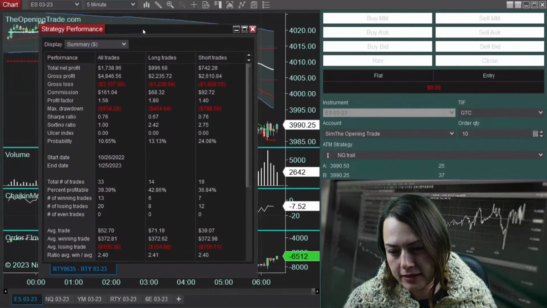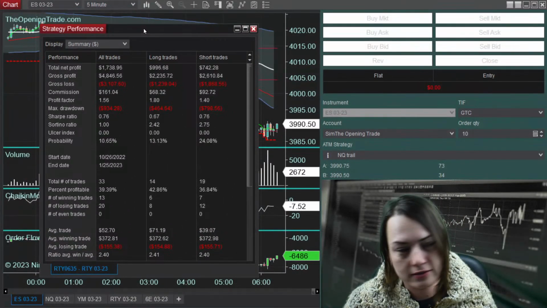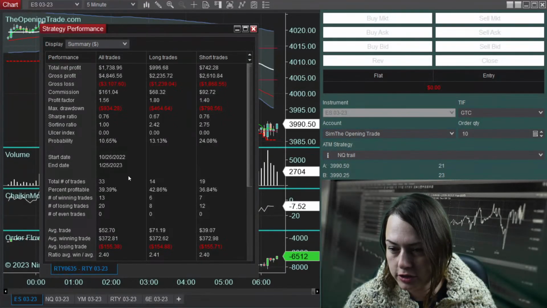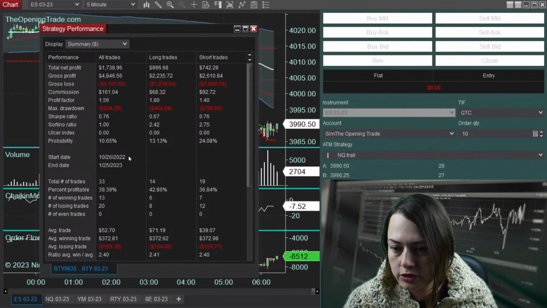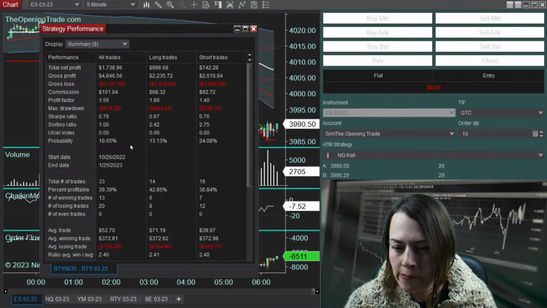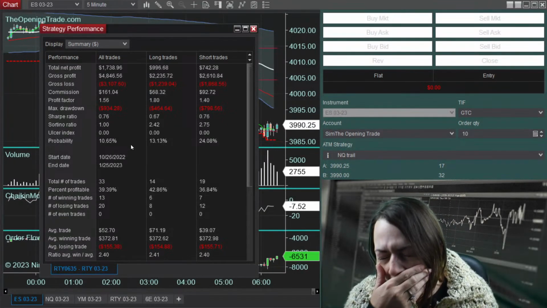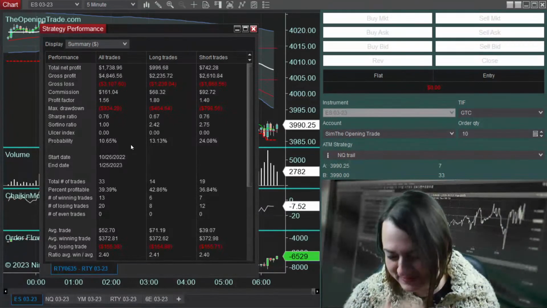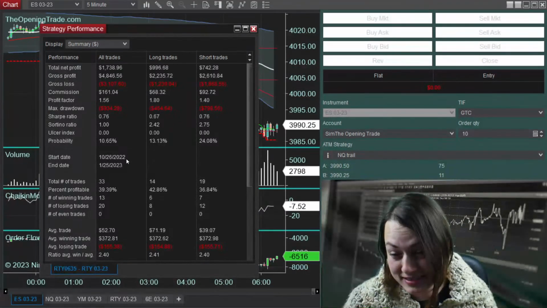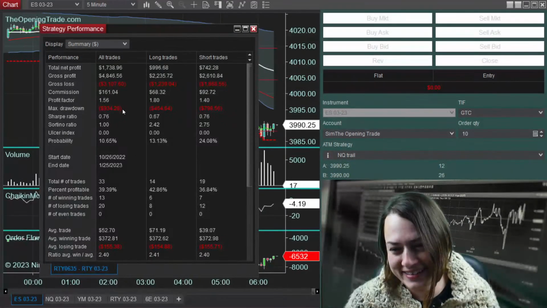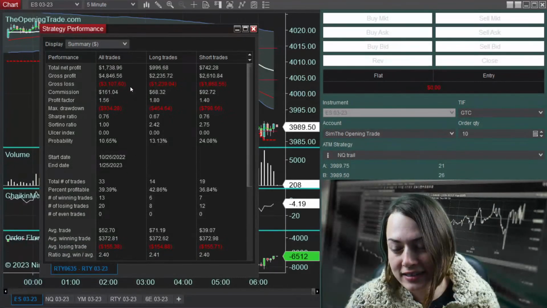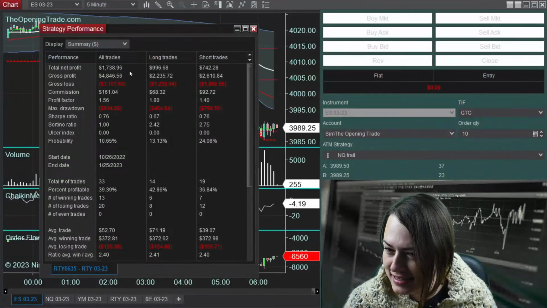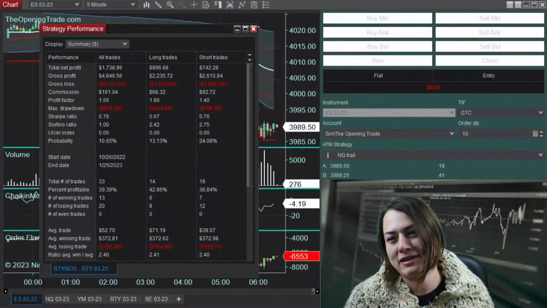And then we have the Russell 2000 futures chart here, with our start and end days, our max drawdown, and our gross loss, profit, and total net profit.